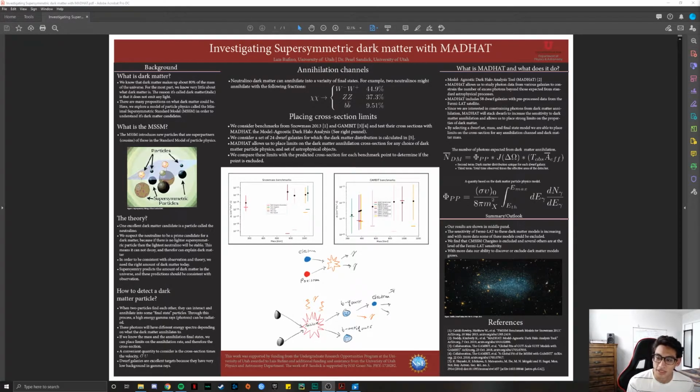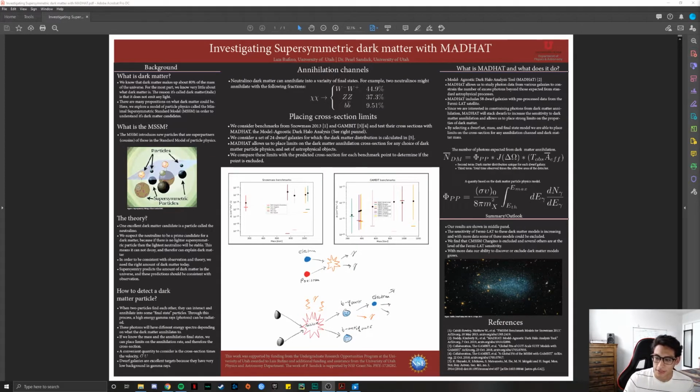The tool I use to create these plots is called MADHAT, Model Agnostic Dark Halo Analysis Tool. MADHAT holds 58 dwarf galaxies, which are all pre-processed from the Fermi-LAT telescope, which also allows us to analyze photon data from these dwarf galaxies. Using MADHAT allows me to place limits on the cross-section for any annihilation channel, and it does this through a few equations: the expected number of photons from dark matter annihilation, and it uses the quantity phi pp, which is based on the dark matter particle physics model.